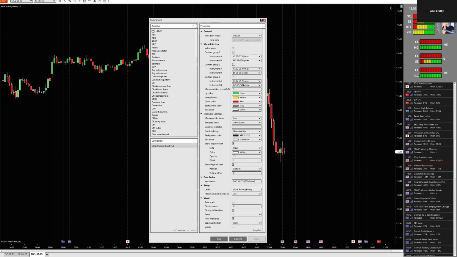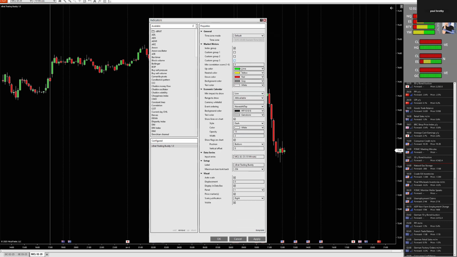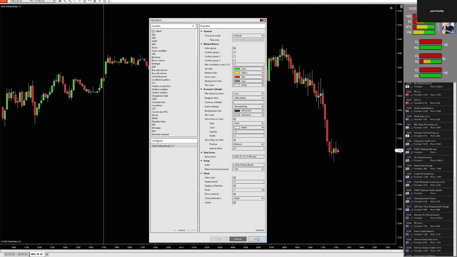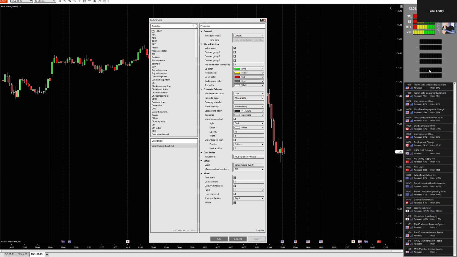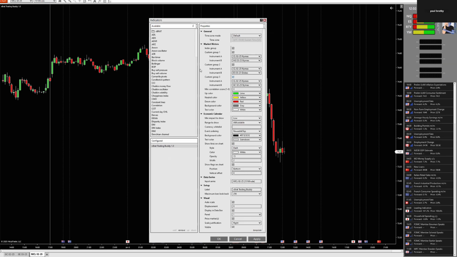Now, if you take off the custom groups, when it comes as default, the custom groups aren't checked, and I tell you this in the training video. So if I just apply that now, you'll see they're empty. So you can go in and choose the instruments for your correlations depending on what you are trading. This is MCL, micro oil, I've got on the chart here. So I'm really interested in the correlation between oil and copper, oil and ES, and oil and gold.